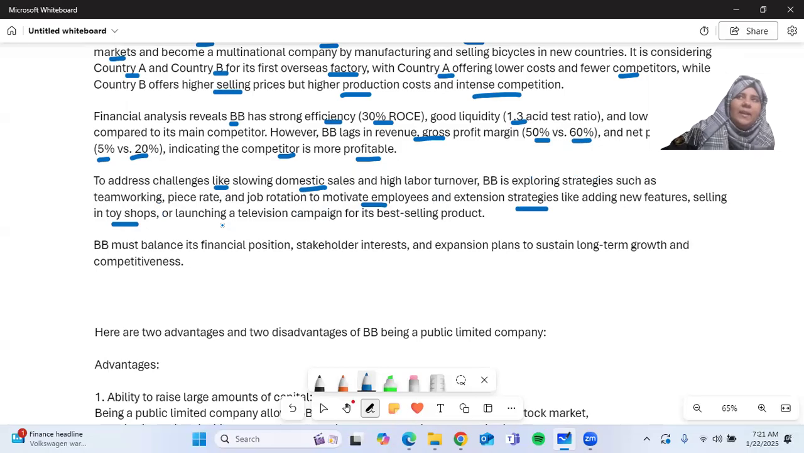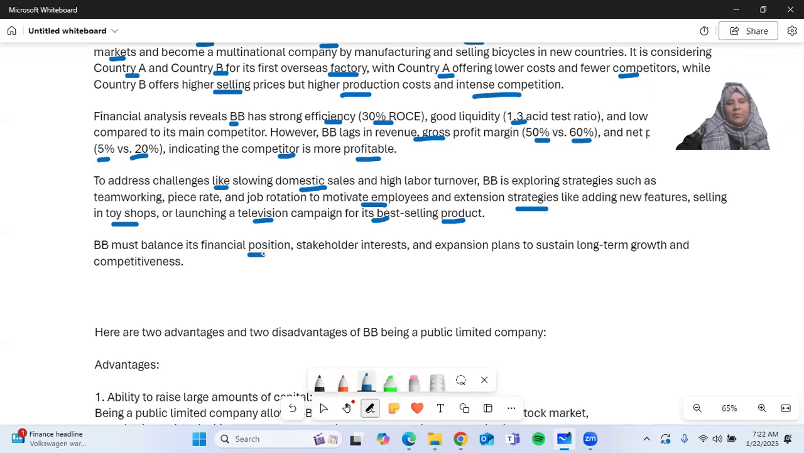Because previously they were selling it into the bicycle shop, but now they are going to sell it in the toy shop. So that, of course, toy shop is basically for the kids. So whenever the parents will be shopping, purchasing toys for their kids, of course they will look at the bicycles also. So there is a potential that they can purchase the bicycles as well for their kids. Or launching television campaigns for its best-selling product.